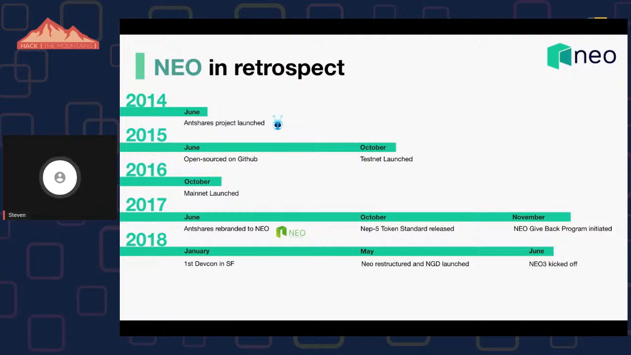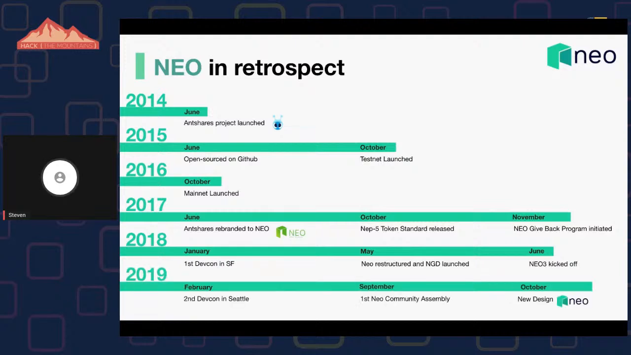In 2018, we held our DEFCON, and in 2019, we held our second DEFCON. We have our new branding design, and last year we did a lot of things, like we have our DeFi protocol Flamingo, and we also joined a cross-chain protocol with another blockchain called Poly Network. And this year we are going to launch the N3. I will talk more about it later.